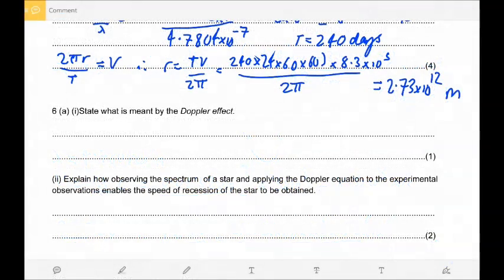Question 6. What is meant by the Doppler effect? Well, the Doppler effect is an increase or a decrease in the frequency of the waves seen by an observer and an emitter moving relative to each other.